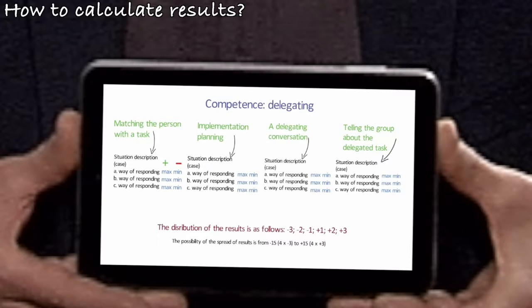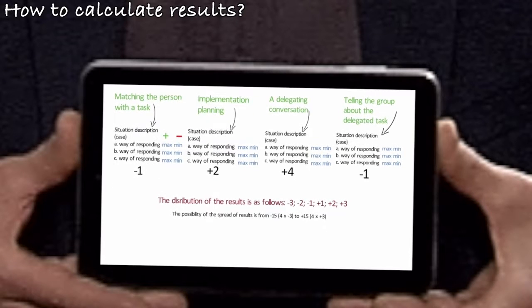Let's say that the results from particular cases were as follows. Case 1, -1. Case 2, +2. Case 3, +4. Case 4, -1. Collectively, the result obtained was +4, and it was presented as a percentage in the following way.